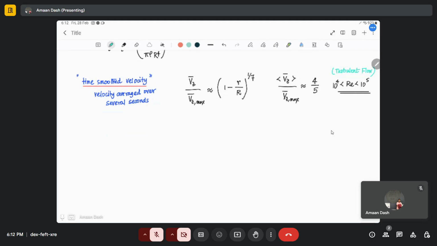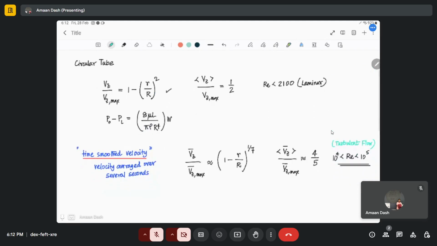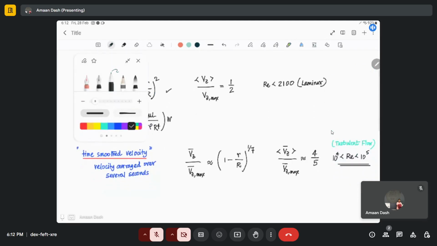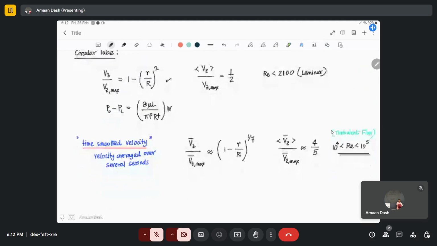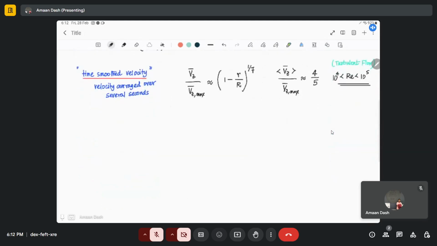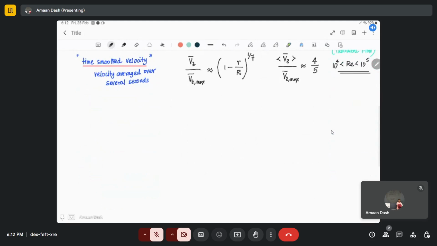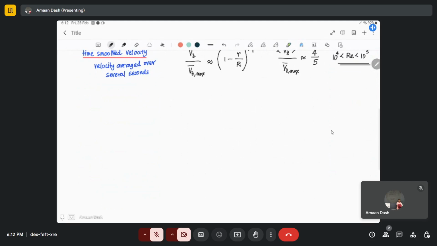So you can see clearly they are quite different. These expressions are quite different for both laminar and turbulent flow. So let us plot these two expressions and try to see what is the difference, how they are different, and you can get a real feel about what makes them very different.